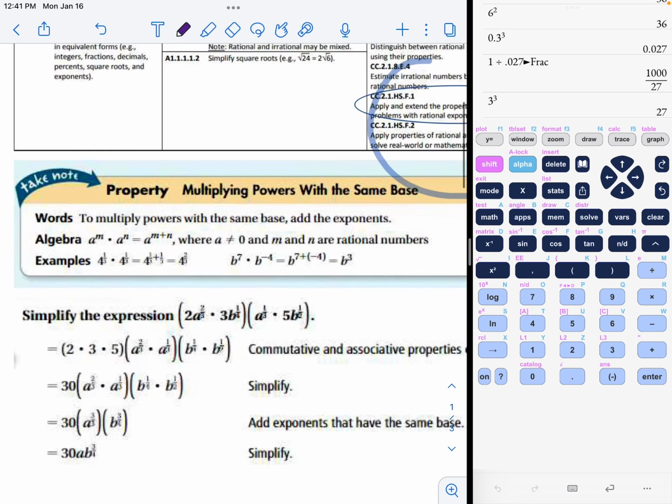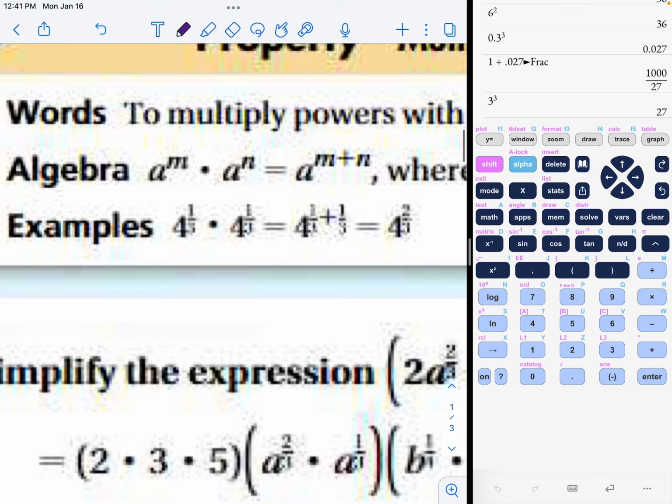So let's say that we have something that has a common base. For example, let's say that we have something that has the base of a. Well, what do you do with their exponents? You add their exponents, and then you'll be all done.